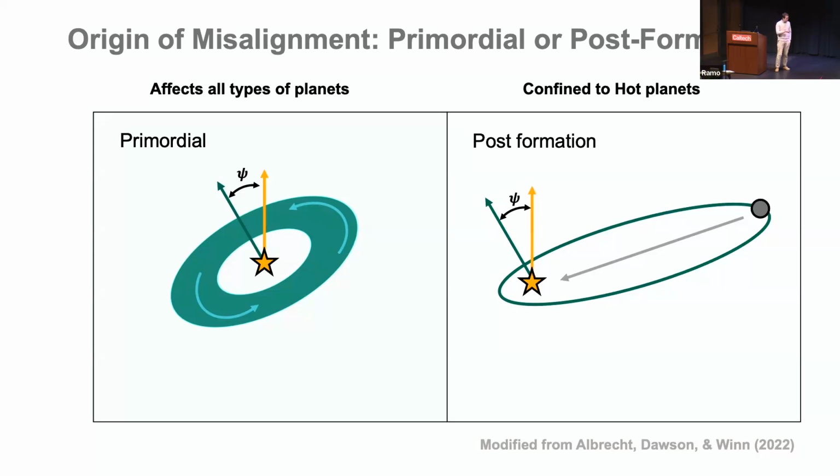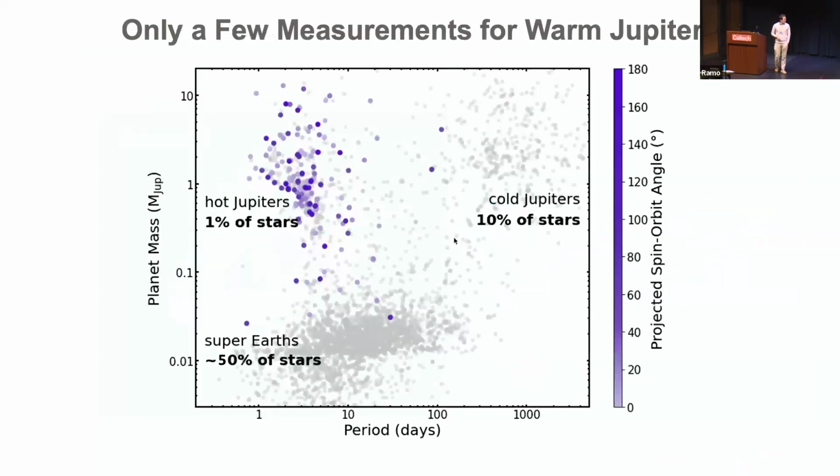So, to distinguish these two categories, one of the best ways is to conduct the Rossiter-McLaughlin effect, or generally, stellar obliquity measurements for all types of exoplanets, especially warm Jupiters. However, before, only a few warm Jupiters had their stellar obliquity measured.